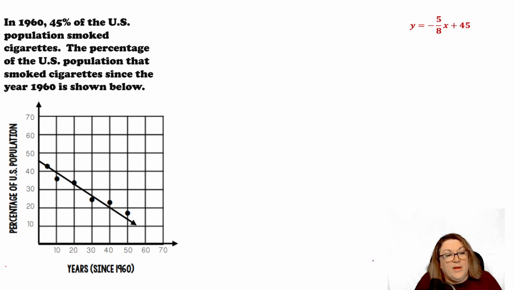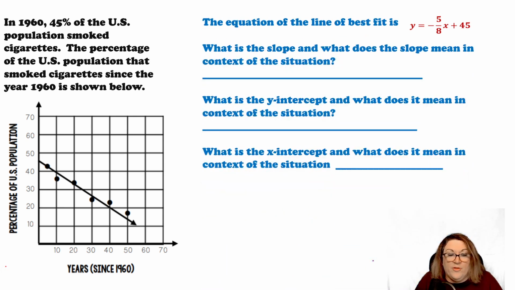Now we've got this one. In 1960, 45% of the U.S. population smoked cigarettes. The percentage of the U.S. population that smoked cigarettes since the year 1960 is shown below. Here's the equation for that line. The equation of the line of best fit is written here. What is the slope, and what does the slope mean in the context of the situation?